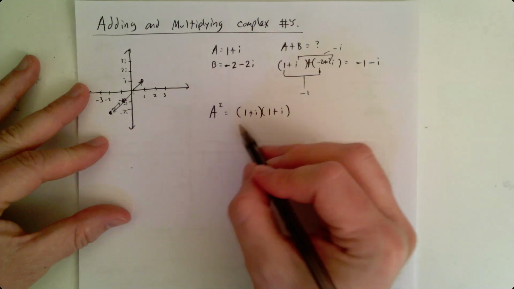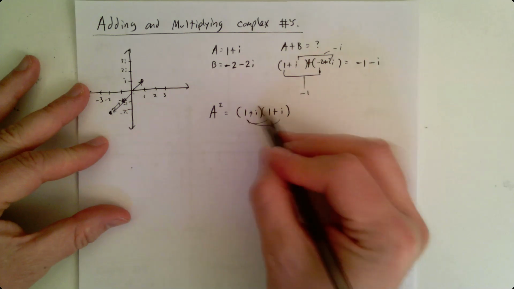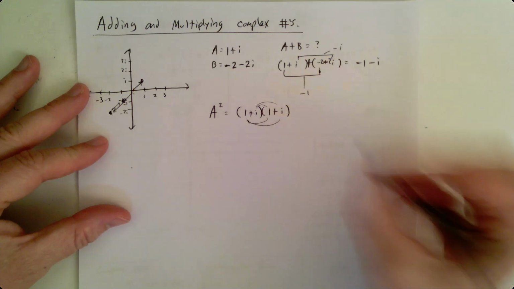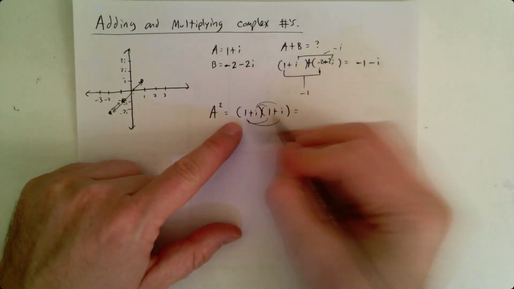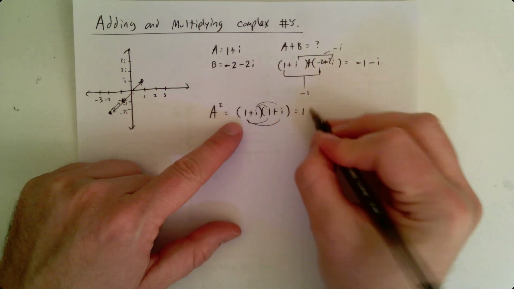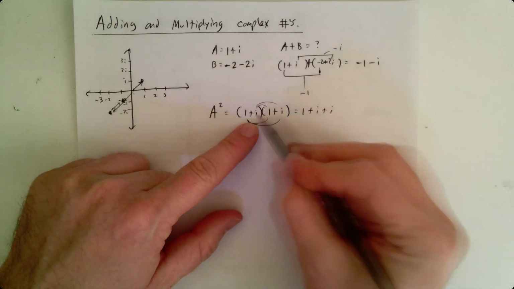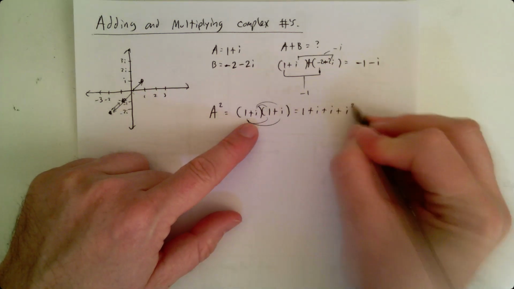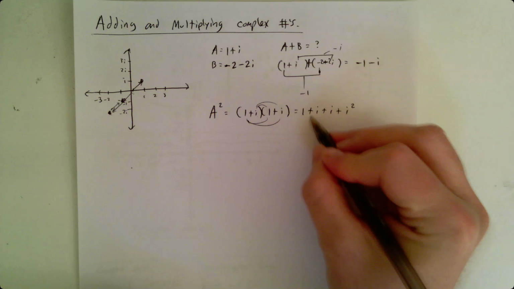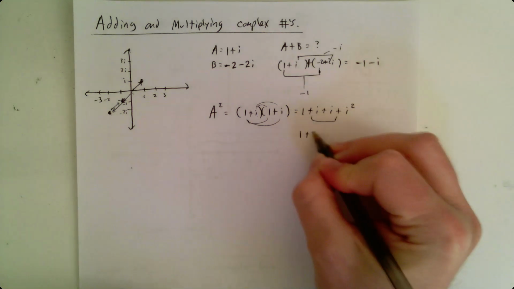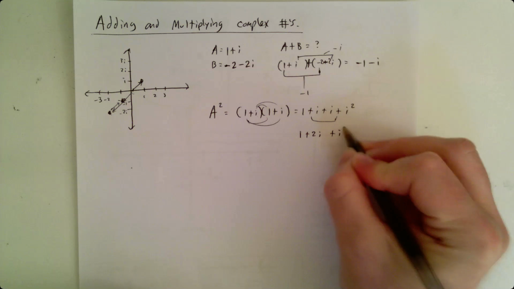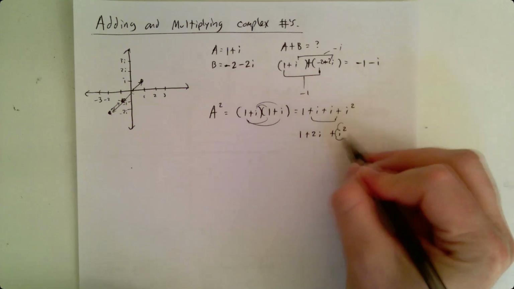In this case, it might make sense to distribute, like multiply out. So here, 1 times 1 is 1. 1 times i is i, i times 1 is also i. And then i times i is i squared. Okay, so the i and the i can come together as 2i. The really important thing is this i squared.